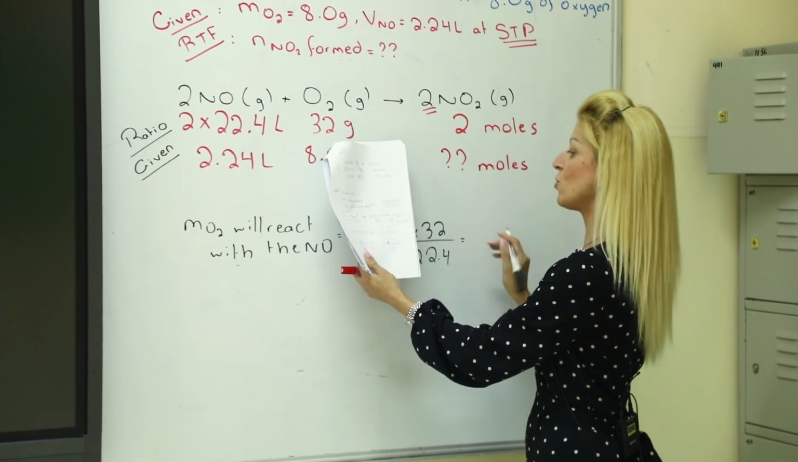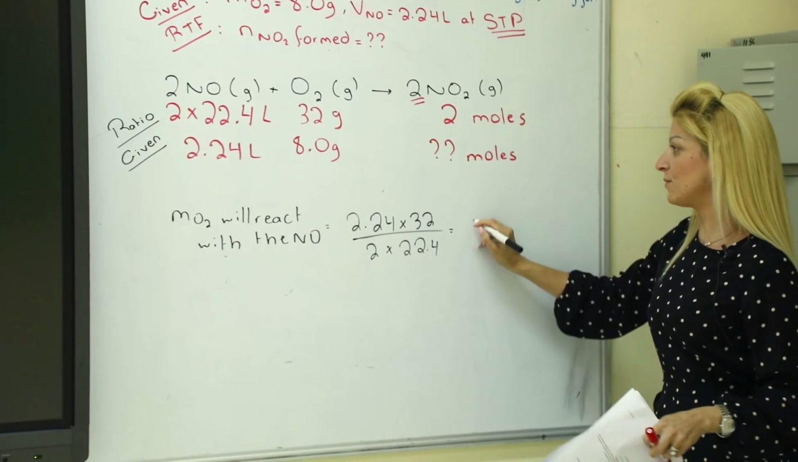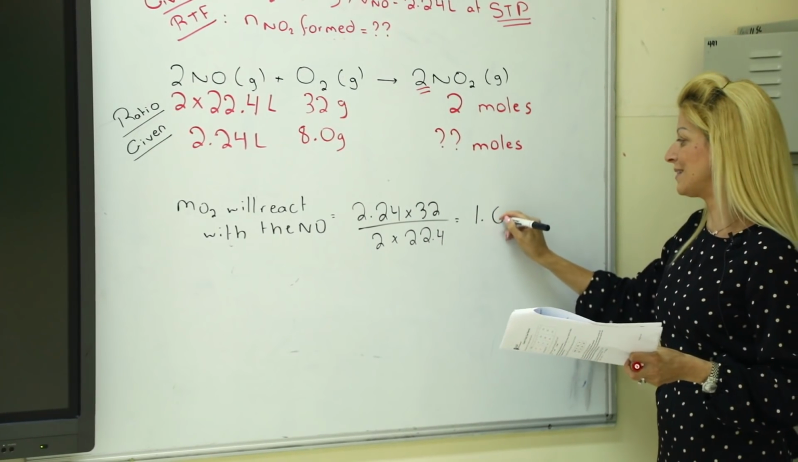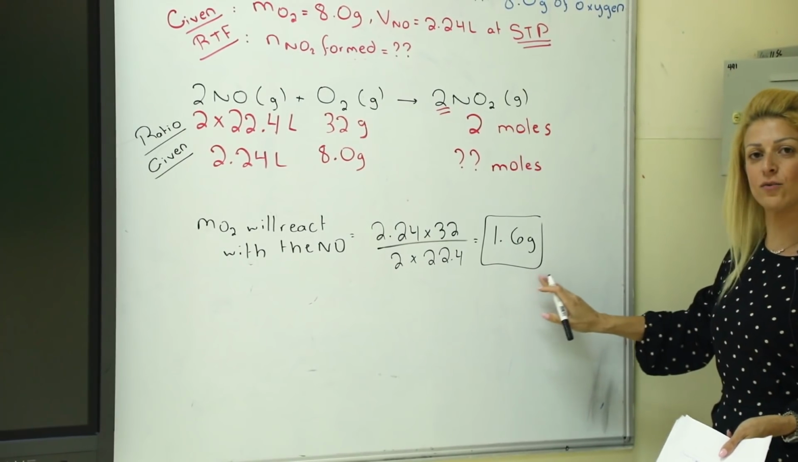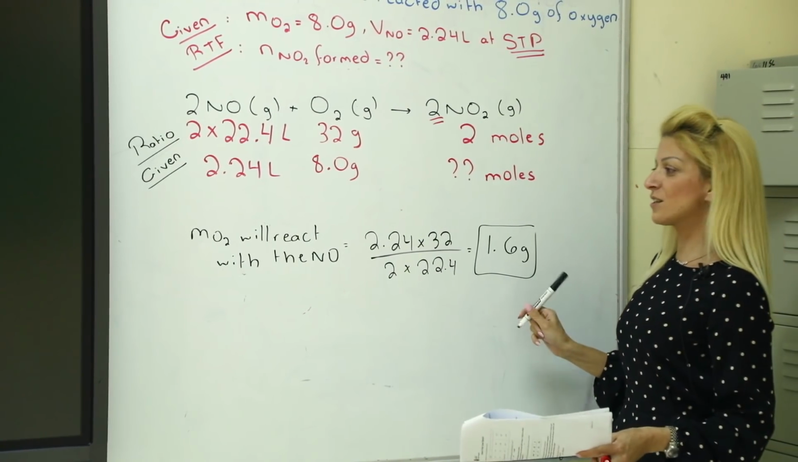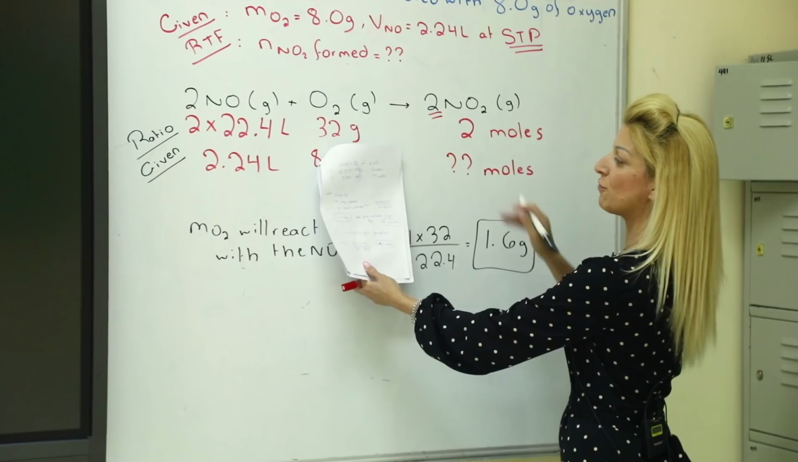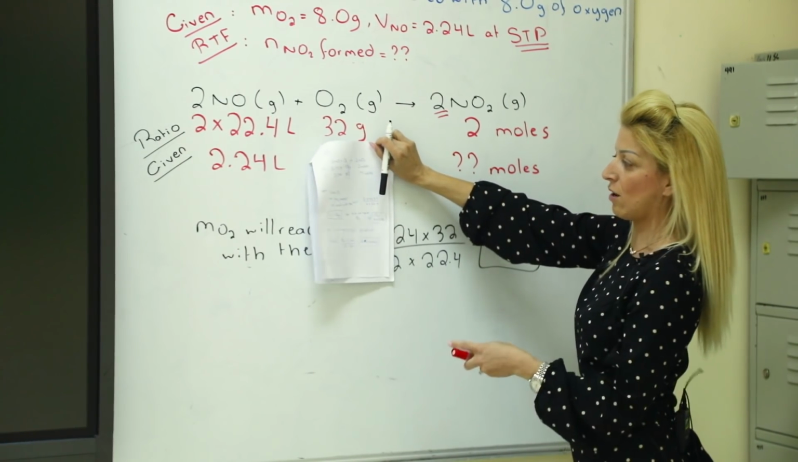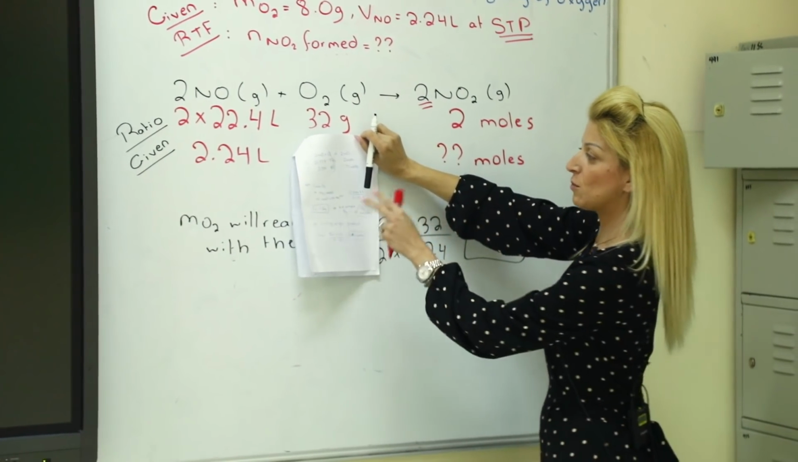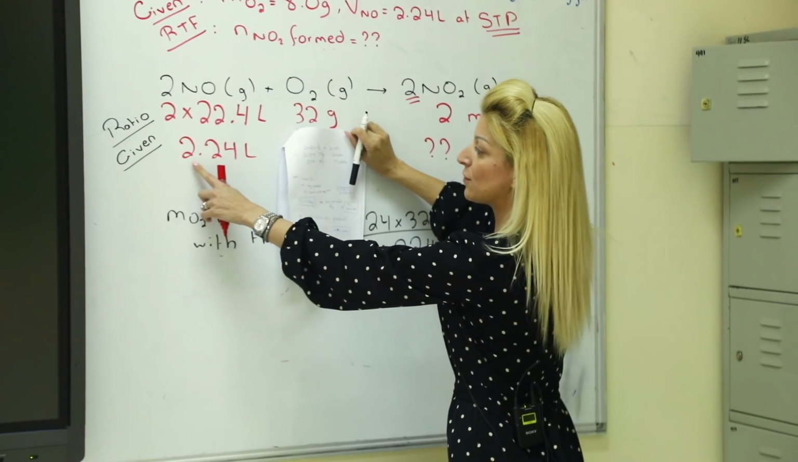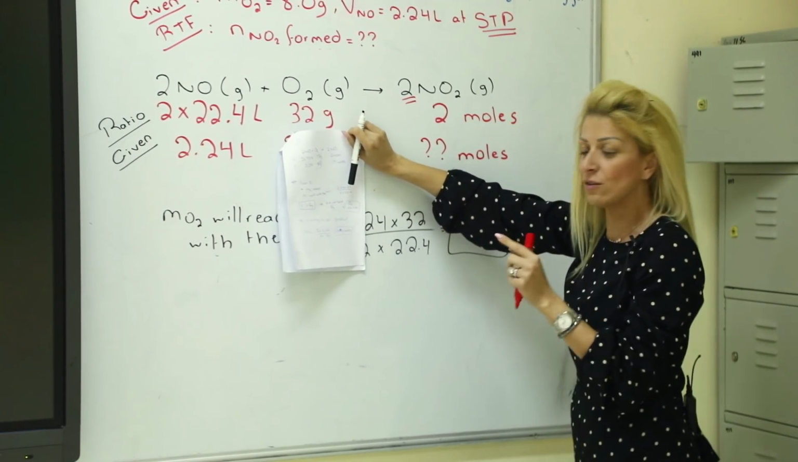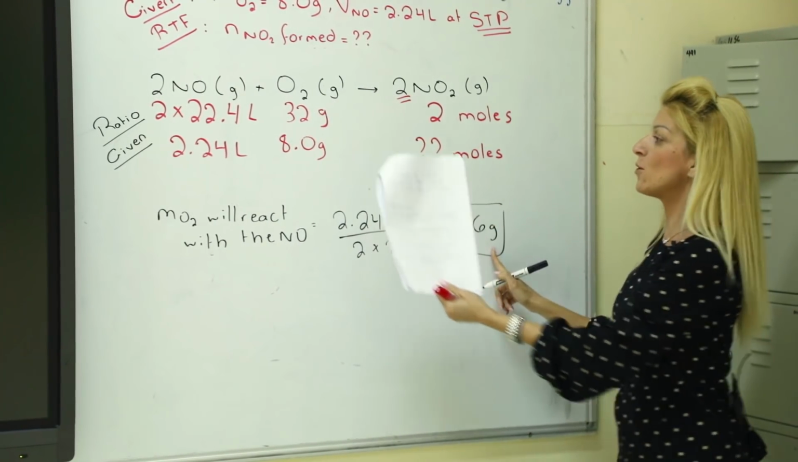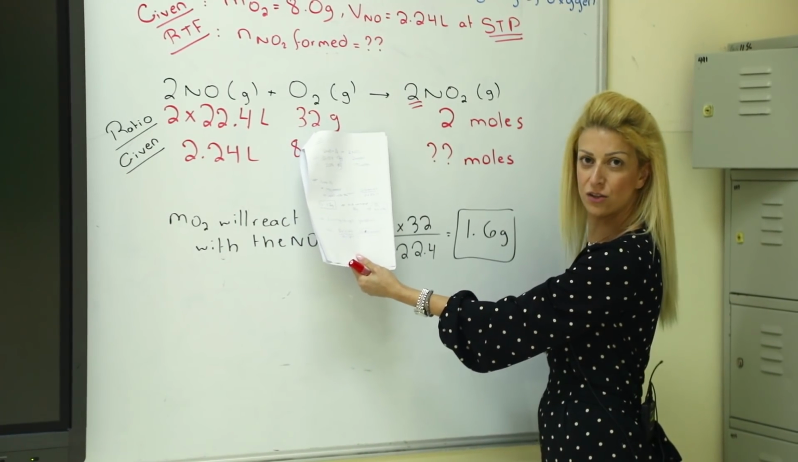So if you use your calculator, you will end up with 1.6 grams. So what does this value mean? The 1.6 grams is the mass of oxygen. So if we cover the 8 grams and we solved for it, we got 1.6. That means that the 2.24 liters of NO are only going to react with 1.6 grams of oxygen.